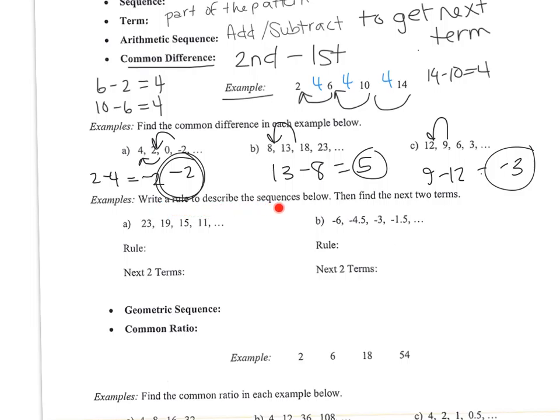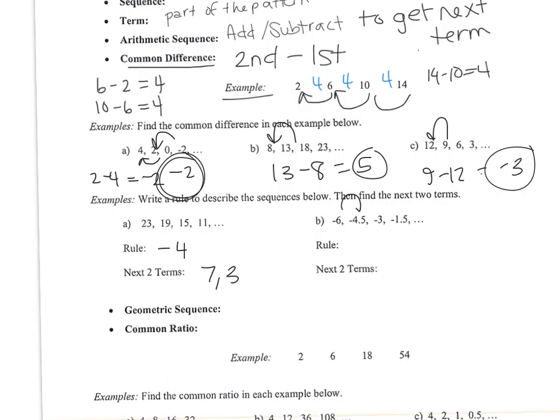Write a rule to describe the sequences below, then find the next two terms. So for our rule, what are we doing to get the next one? This looks like the numbers are going down by 4. So the rule is subtracting 4. So the next two terms are going to be 7 and 3.